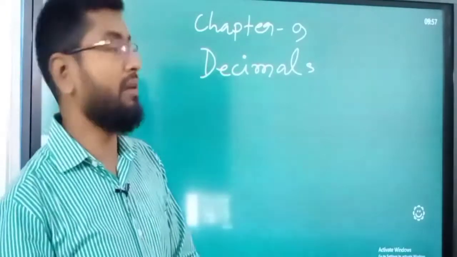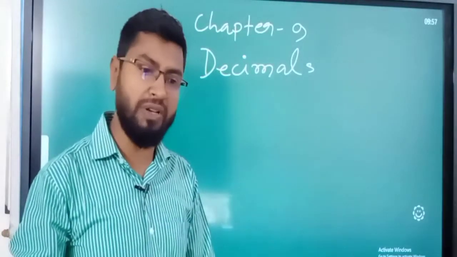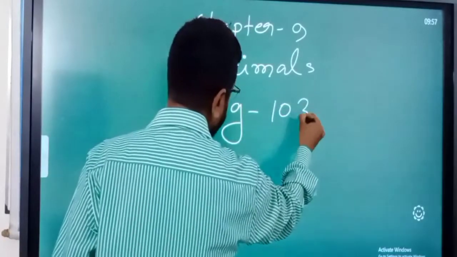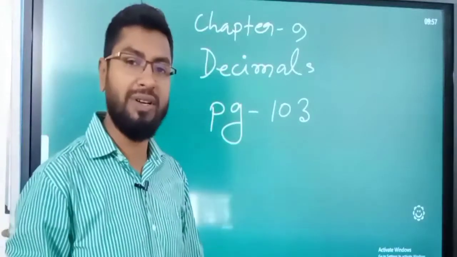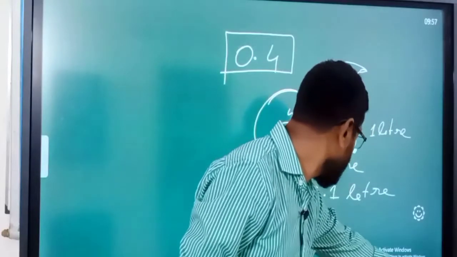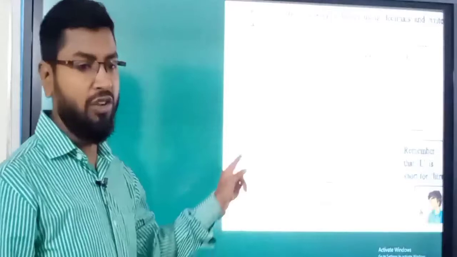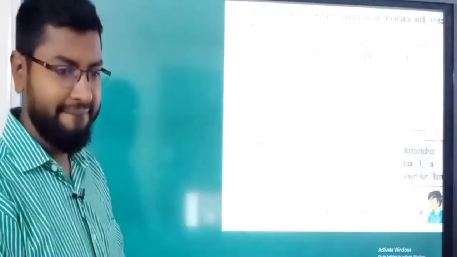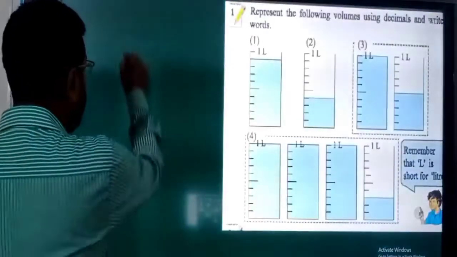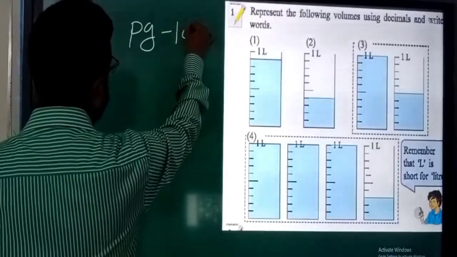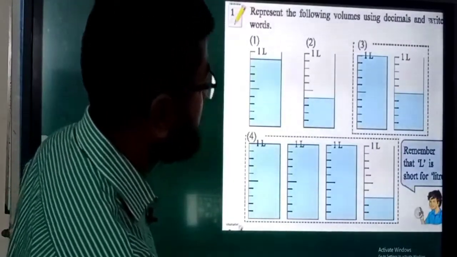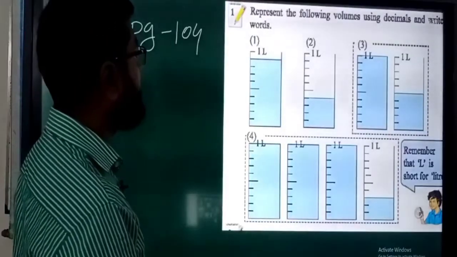Whenever we learn any class, any topic, you must open your book. Its page number is 103. Will you please open your book? See, in your book this type of picture is there. Page 104. See, represent the following volumes using decimals and write in words.